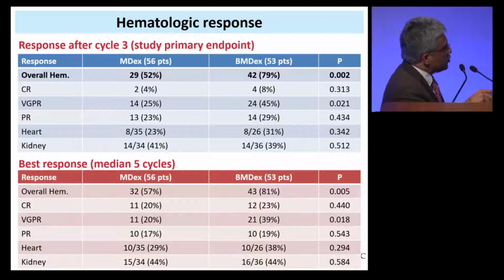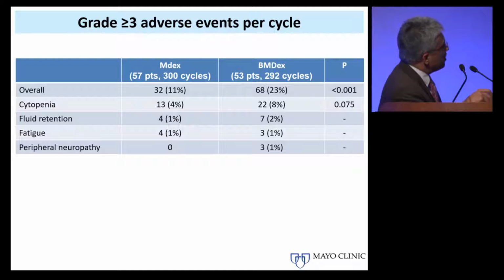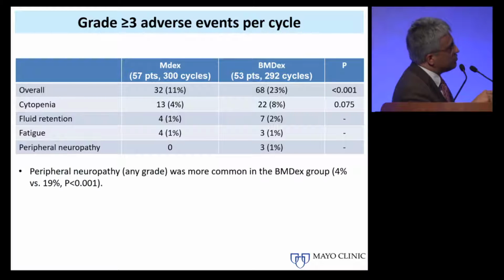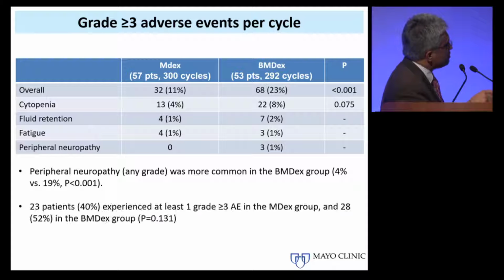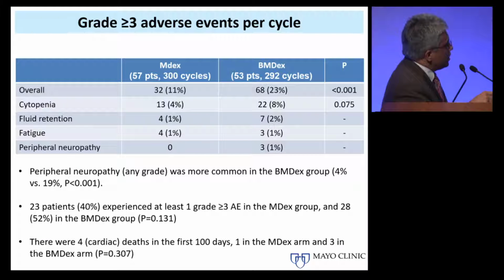And when you look at the best response, again, you see the similar trend with the addition of bortezomib to Melphalan dexamethasone. Of course, that comes at the cost of slightly higher toxicity, especially the cytopenias, and neurotoxicity is more when you add bortezomib to Melphalan and dexamethasone.